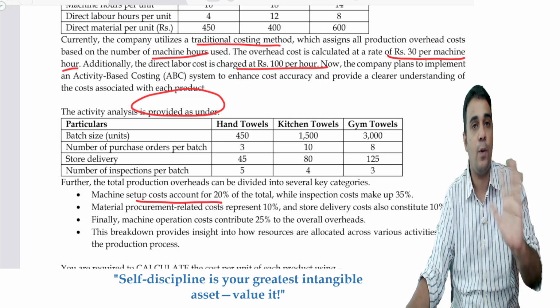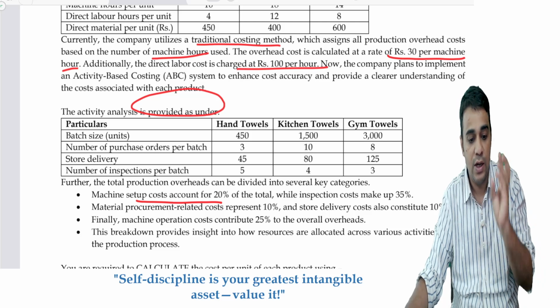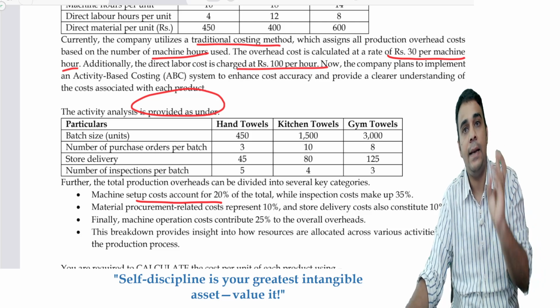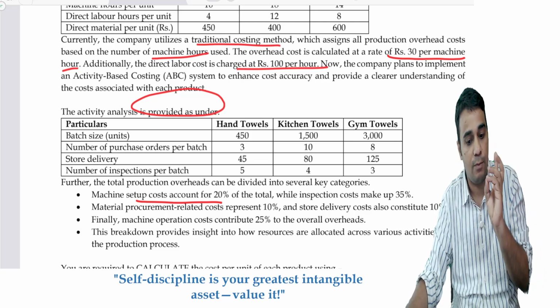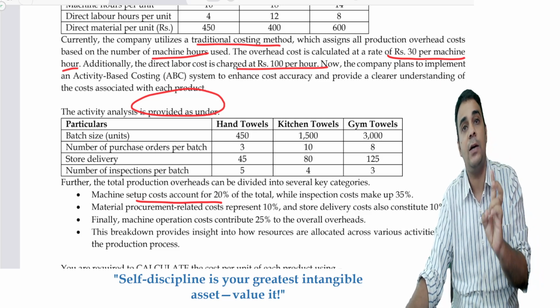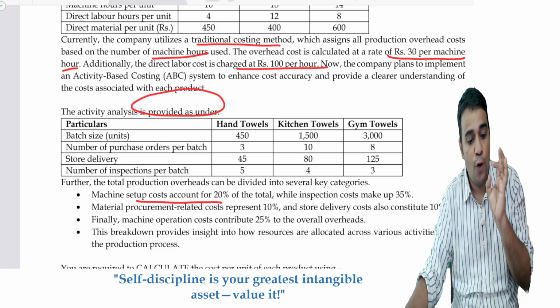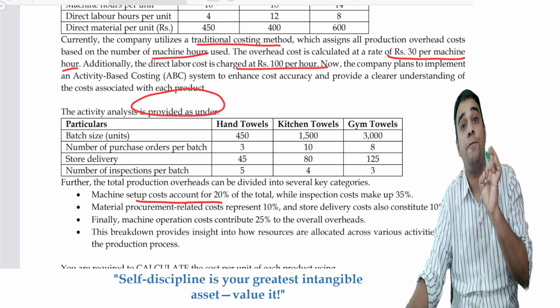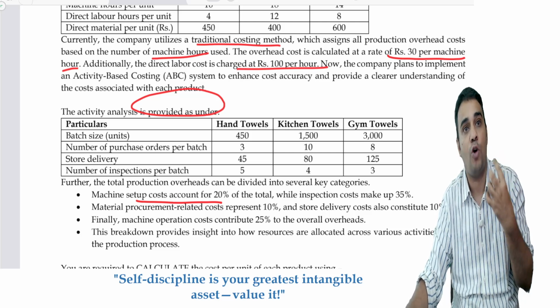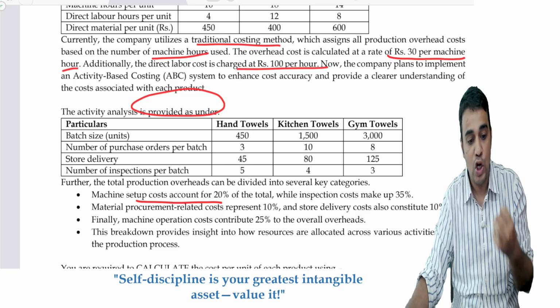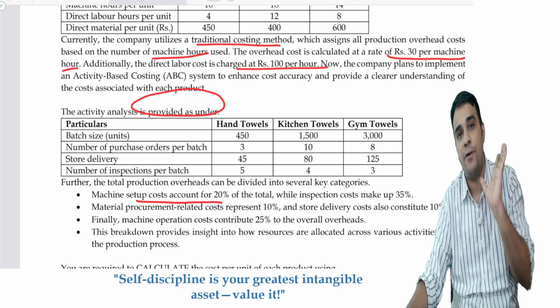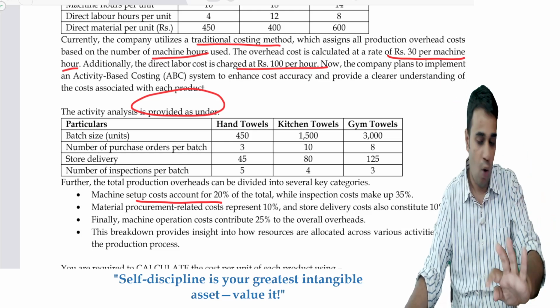This breakdown provides insights on how the resources have been used. For setting up, it will be the number of batches. Number of batches are number of setups. For inspection, it will be the number of inspections. For material procurement, buying raw material, it can be the number of purchase orders. Store delivery, number of store deliveries. Machine related cost can be number of machine hours. Everything is fine.